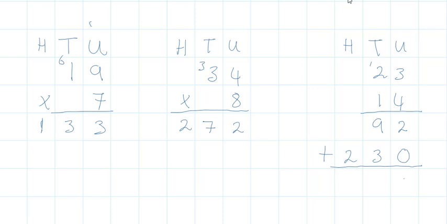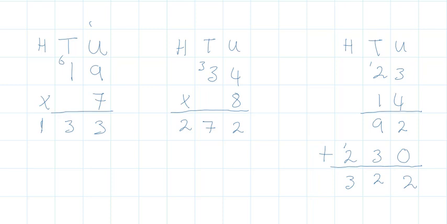So 2 plus 0, that gives me 2. 9 plus 3, that gives me 12. So I put down my 2 and carry my 1. And 2 plus 1 gives me 3. And so my answer then is 322. Okay, we'll take one more example of multiplying tens and units by tens and units.